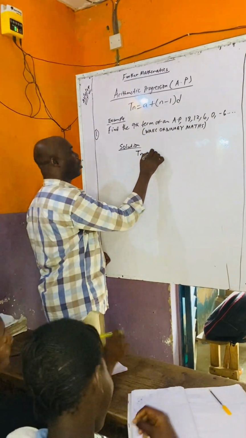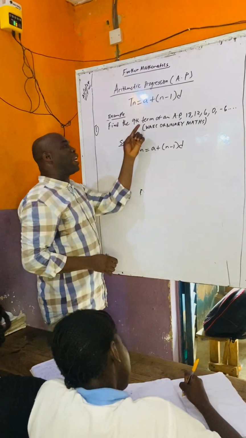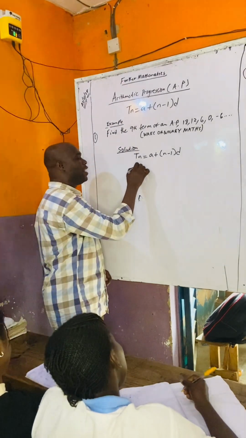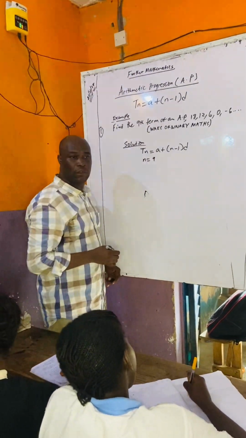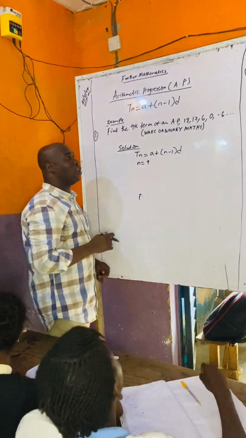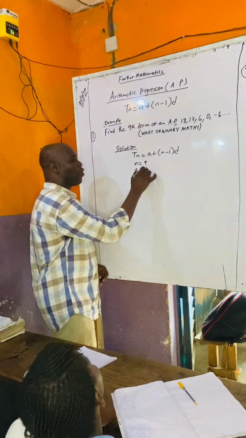Tn is equal to what? A plus n minus 1 d. You are asked to find what? The 9th term. Meaning that your n is going to be 9. So now look at this expression. Your A is what? 18. That's the first term.